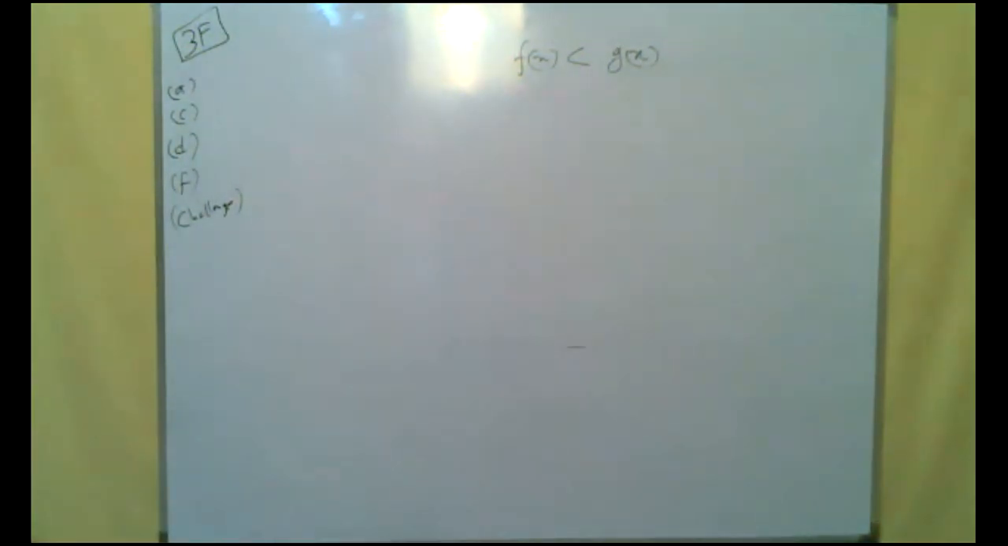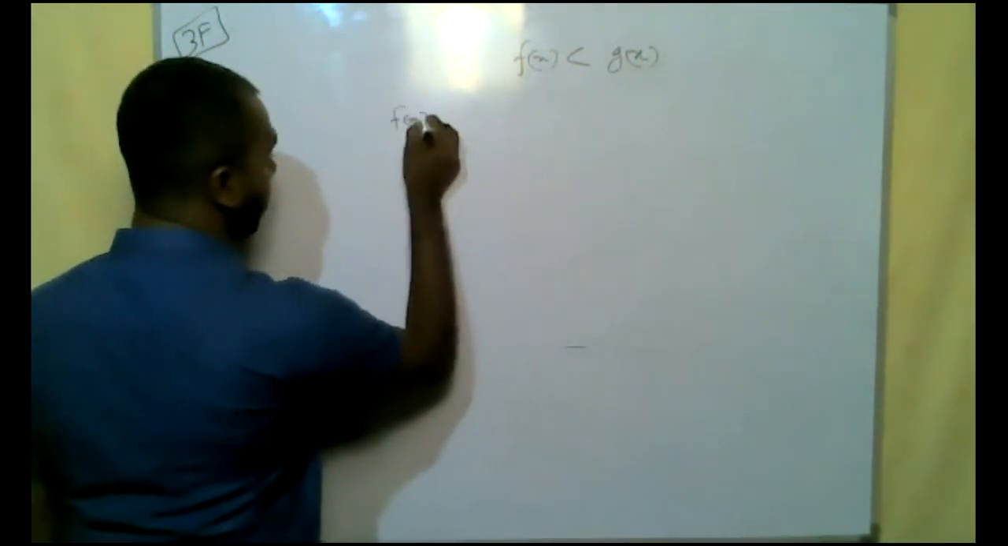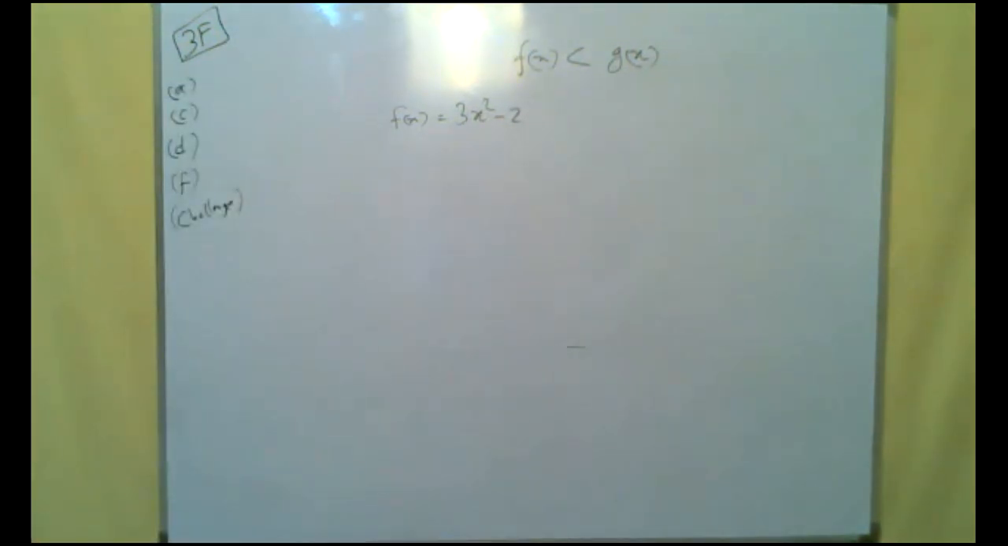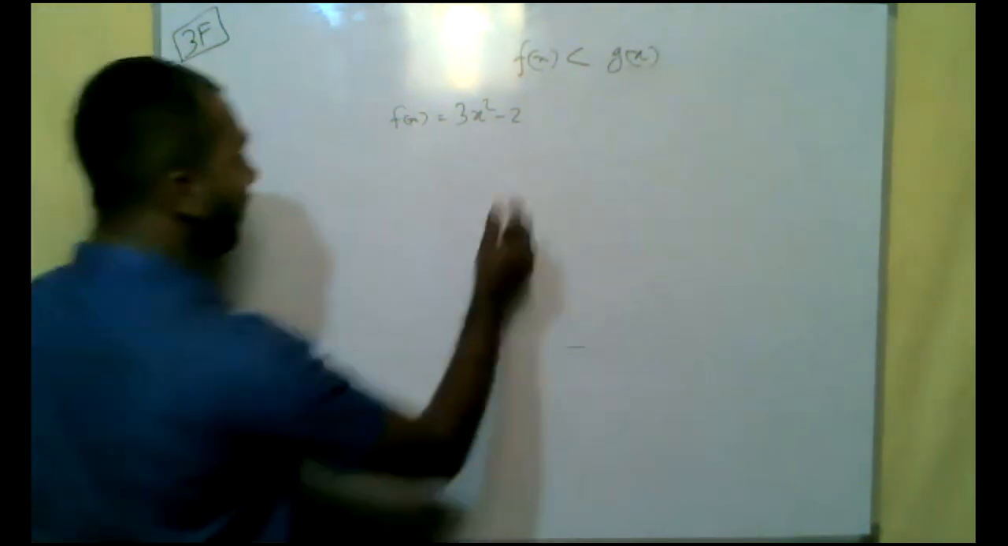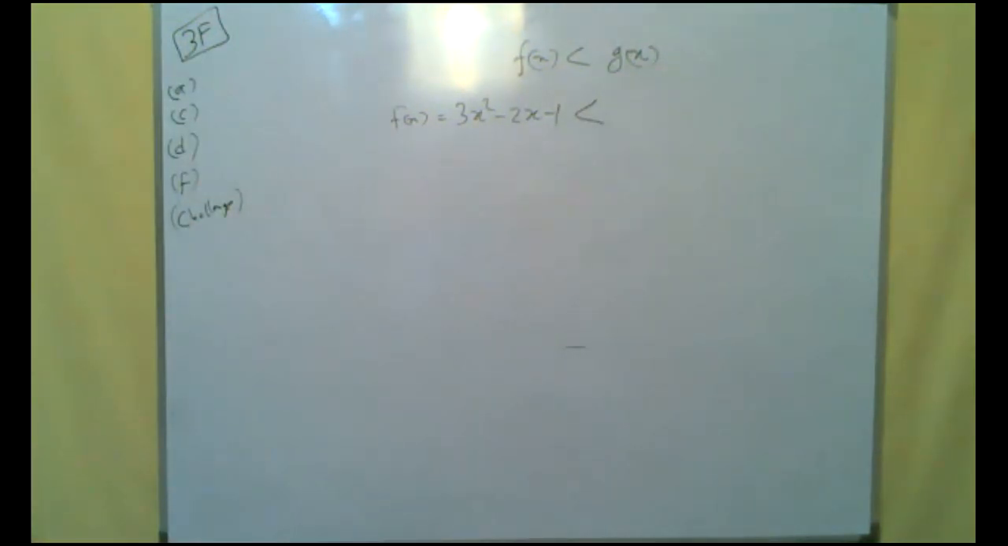Okay, so let's solve this. Sketching is not needed. For the first, a and c, we can do it by writing this inequality. So what is our f(x)? f(x) is 3x^2 - 2x - 1. This should be less than g(x). What is our g(x)? x + 5.